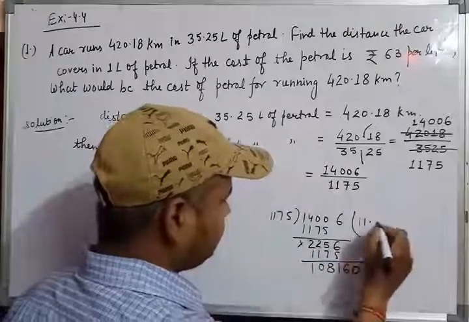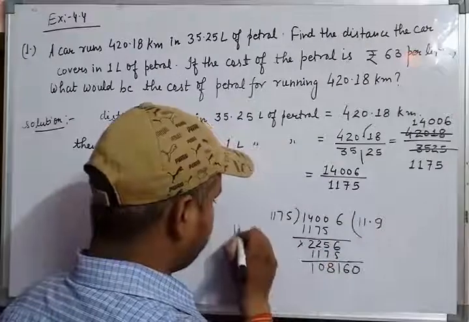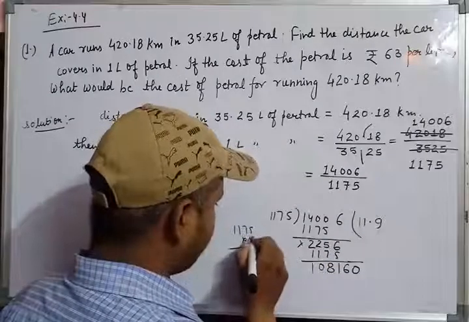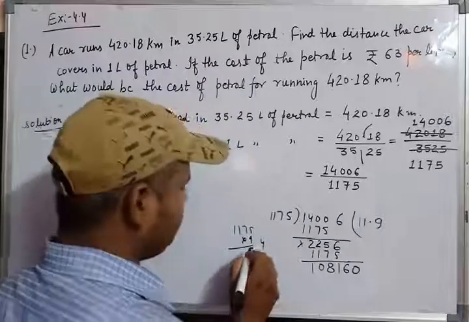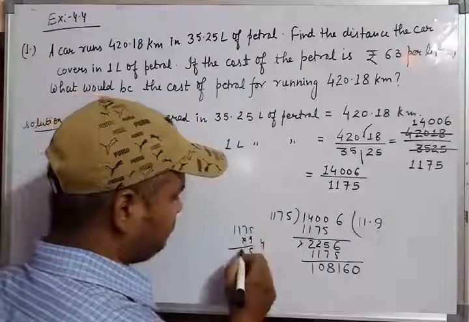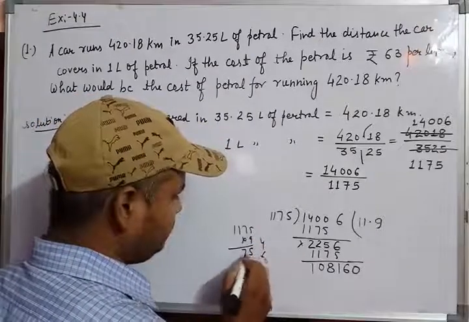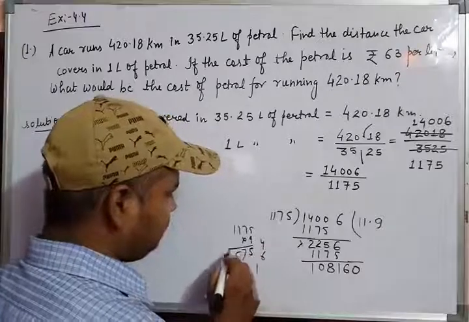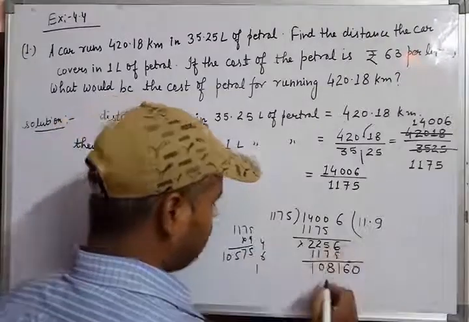Now you can write 9 5s are 55, 4 carry, 9 7s are 63 or 4 is 67, and another 9 or 6 15, and another 9 or 1 10.